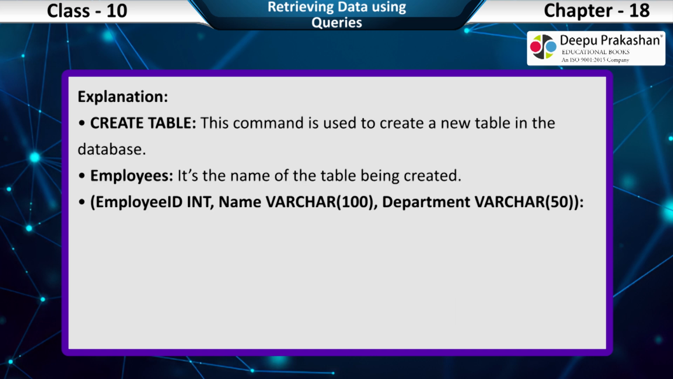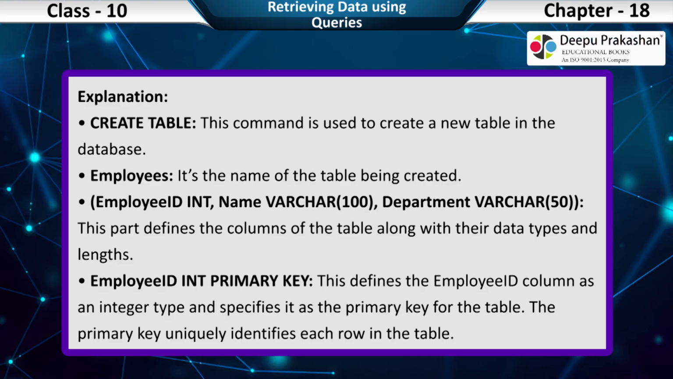Explanation. Create table. This command is used to create a new table in the database. Employees. It's the name of the table being created. EmployeeID int, name varchar(100), department varchar(50). This part defines the columns of the table along with their data types and lengths. EmployeeID int primary key. This defines the EmployeeID column as an integer type and specifies it as the primary key for the table. The primary key uniquely identifies each row in the table.